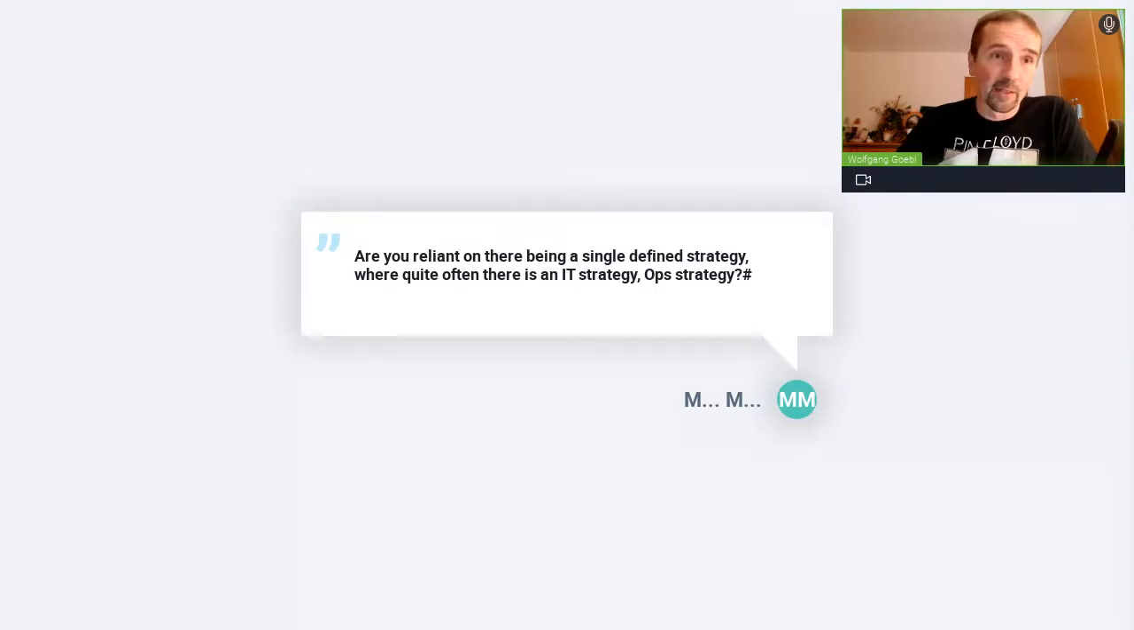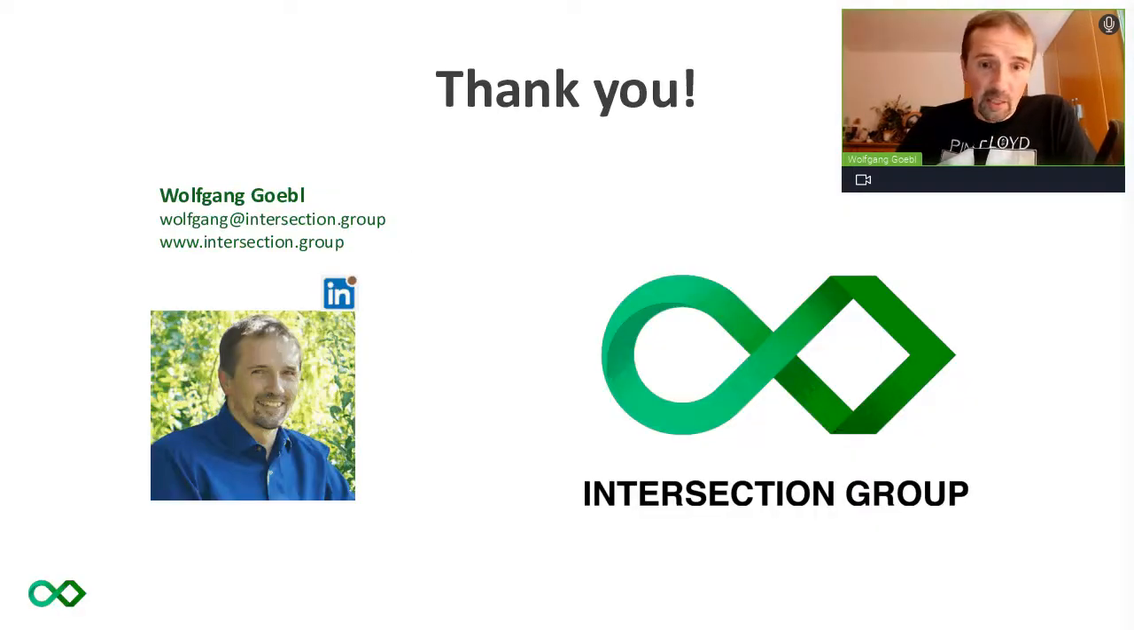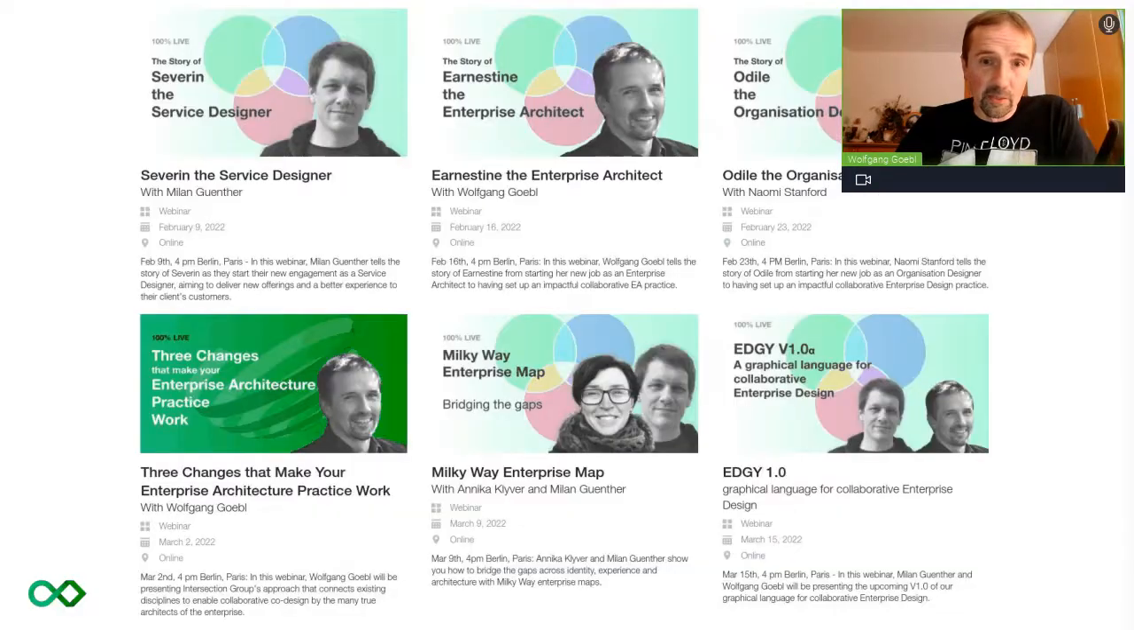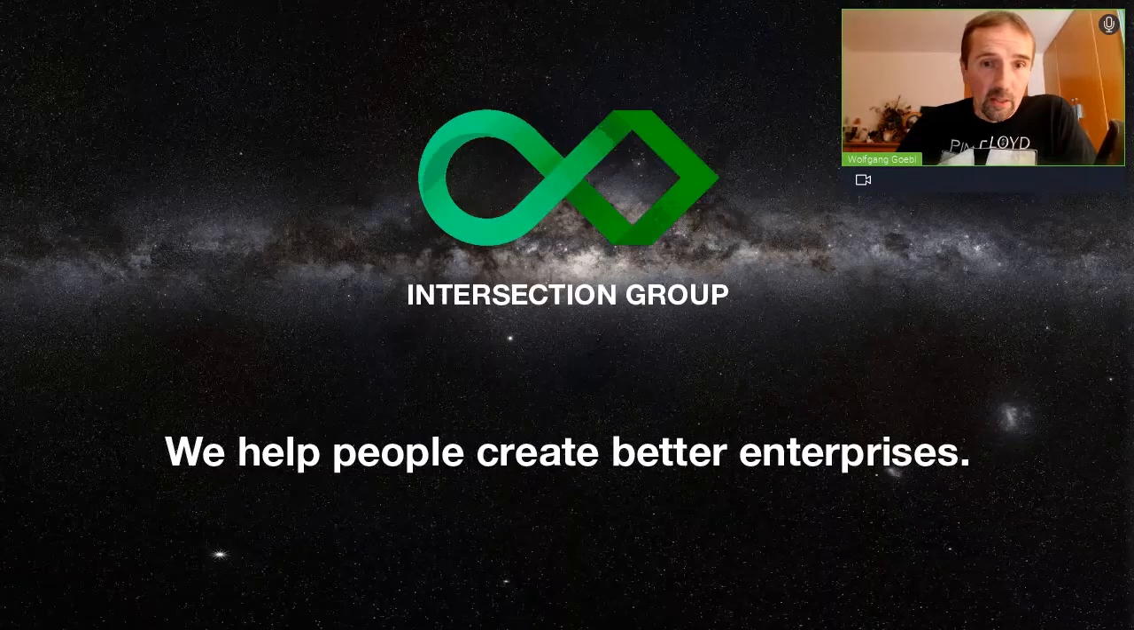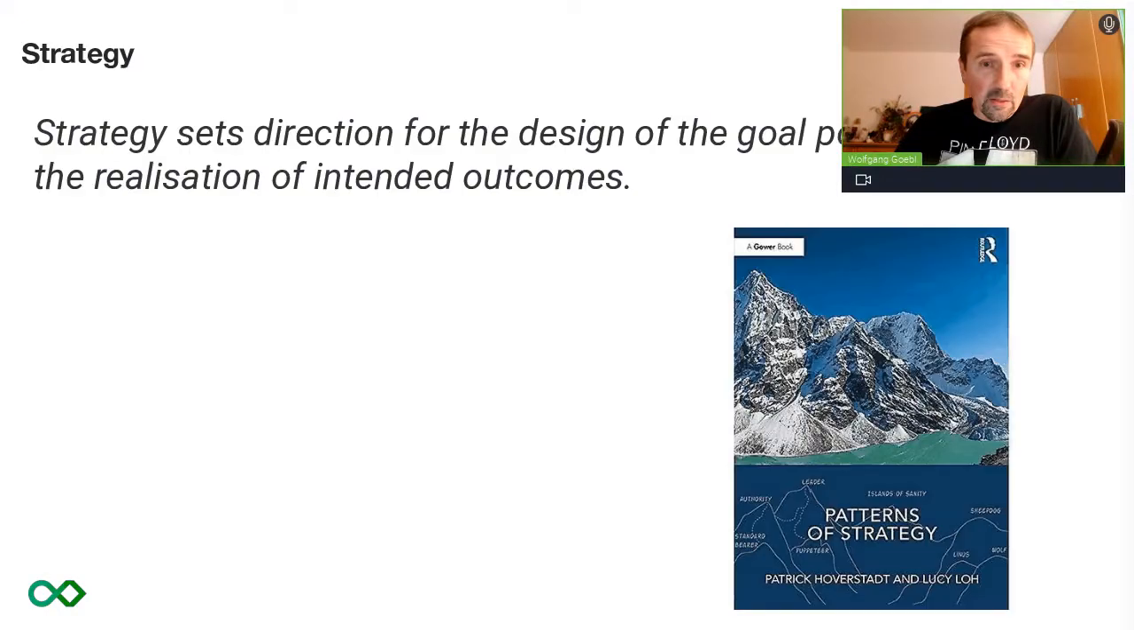And I can highly recommend the awesome book by Hoverstead, Patterns of Strategy. I think he has 60. And we think strategy sets the direction for the design of the goal portfolio and the realization of intended outcomes.